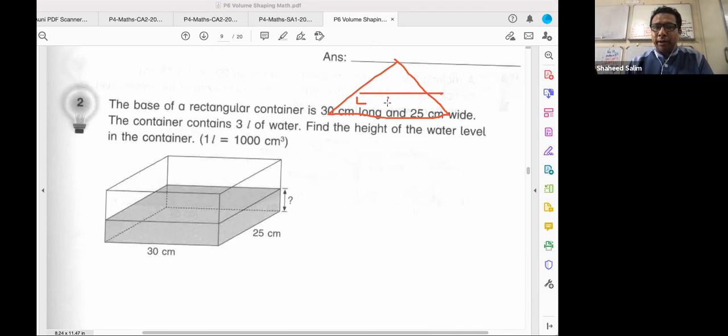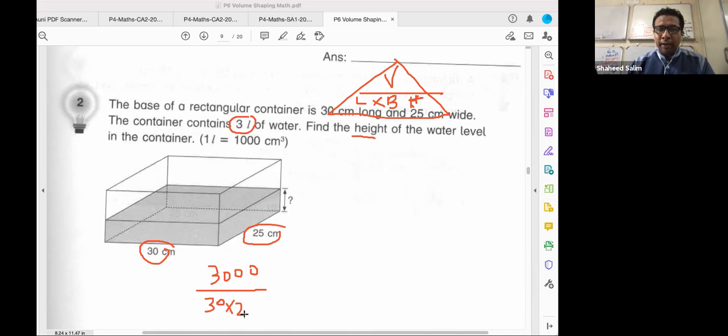Ilhan, so sorry, incorrect. Try again. You want to find what? I want to find the height. Cover height. Volume over length times breadth. This is length, this is breadth. But where is volume? Volume is here. 3 liters is 3000 cm cube. So you put 3000, well done Akil, over 30 times 25. Correct now? You did it right, you will get 4 cm.